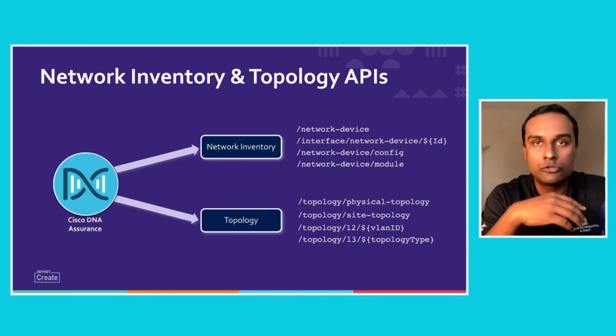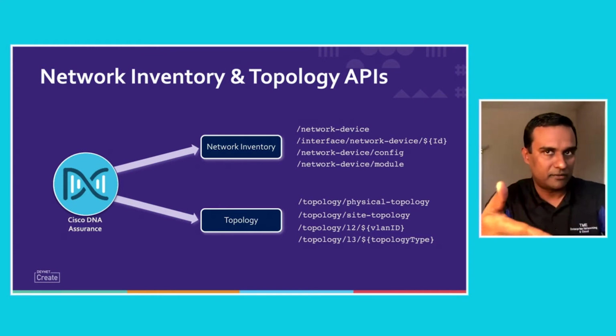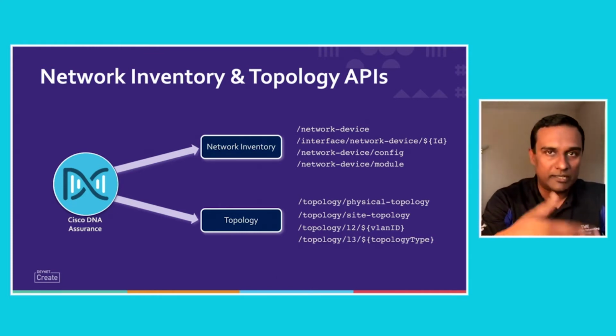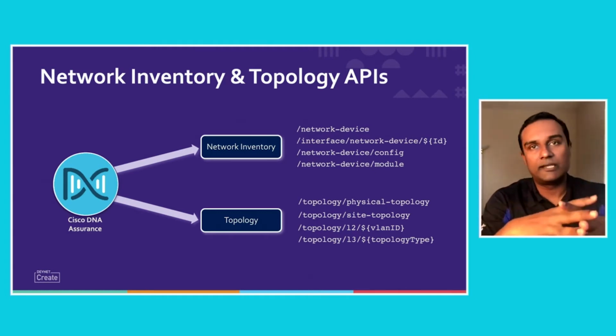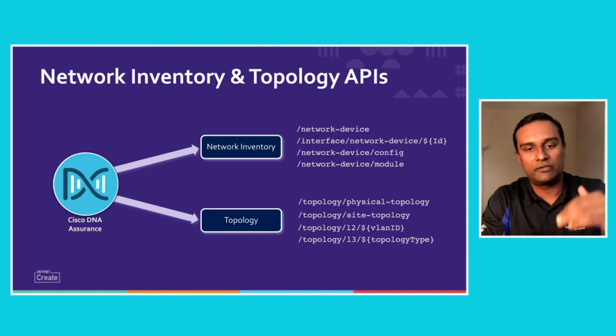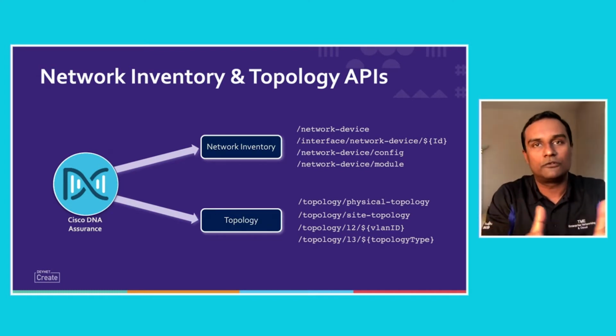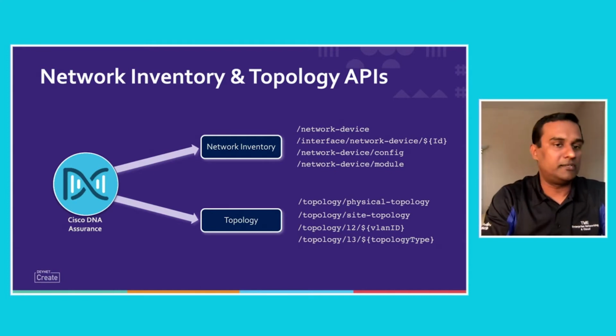And using the topology information, and again, on DNA Center, we are able to get the topology information via CDP or LLDP. You can get the full detail about your network topology. And this could be your layer 2 topology, your layer 3 topology. It could be a site-based topology. You get all of those topology level details via these APIs.